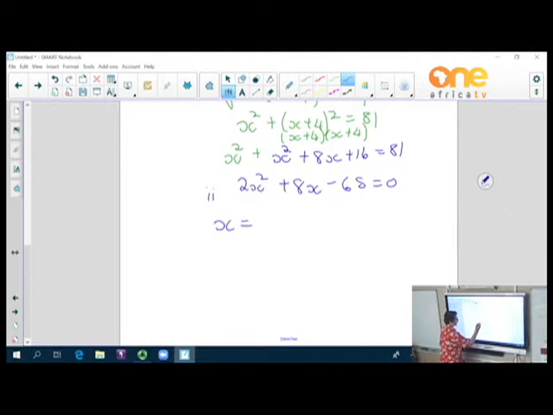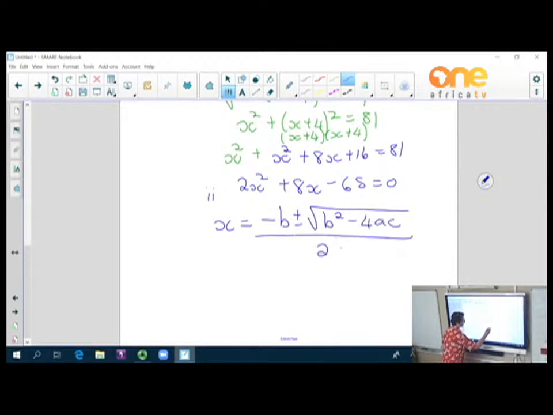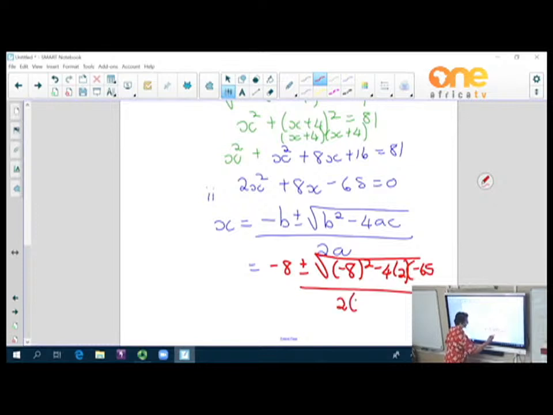So x is equal to, what was the formula? Negative b plus or minus the square root of b squared minus 4ac, over 2a. So look how they combine the algebra with trigonometry. This is what we're looking at specifically today. So if I substitute now, it is negative 8 plus or minus the square root of negative 8 squared minus 4 times 2 times negative 65, over 2 times 2.